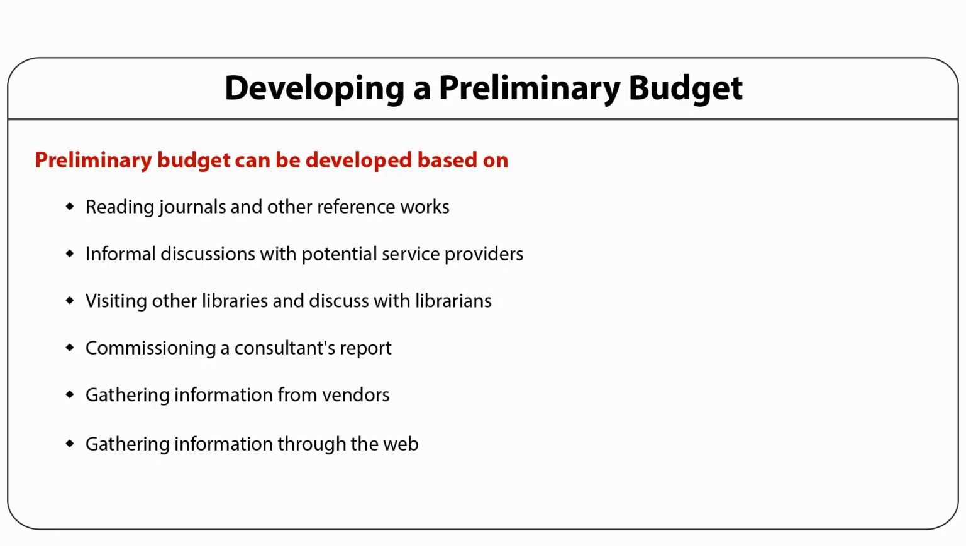So if you want to buy a software, we can just browse what the software is, what will be the cost related to the software and what else is required. All that information we can identify by gathering that information through the web. Now these are the important points and important ways to collect information for developing a preliminary budget.